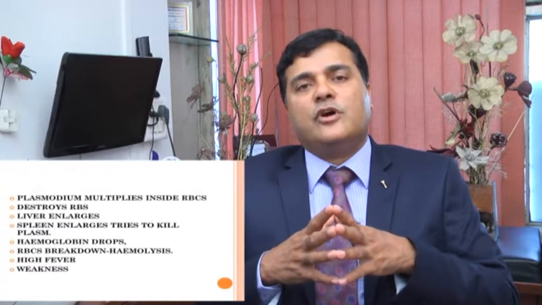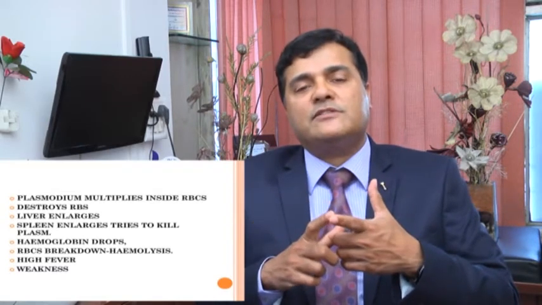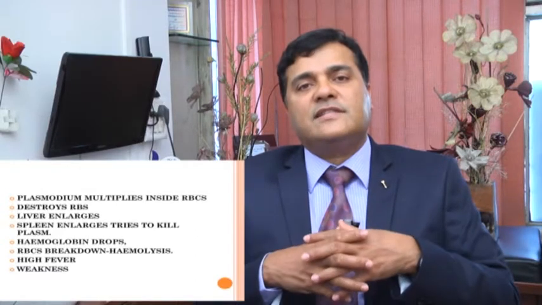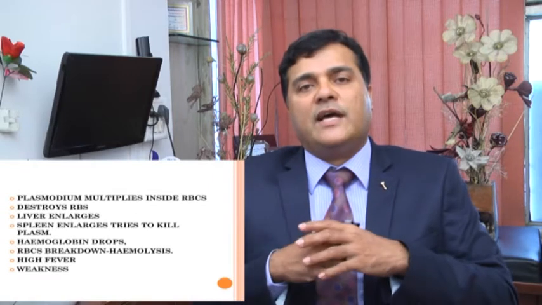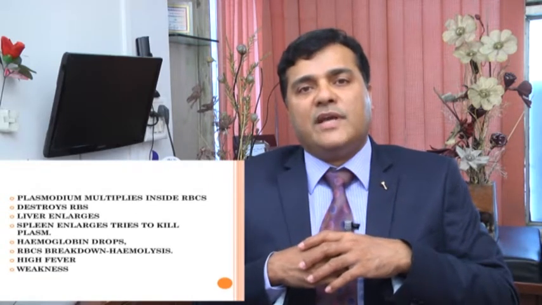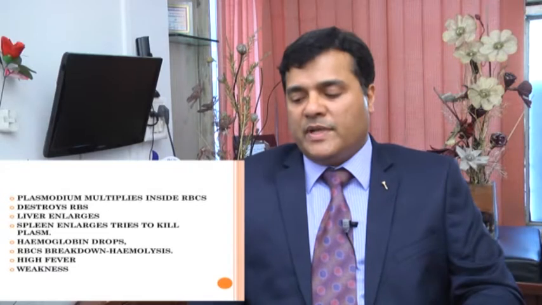The spleen's job is to remove all the deformed or infected or dead RBCs, WBCs, and platelets, and therefore the spleen tries to destroy the RBCs which are deformed or infected, and that also results in the spleen getting enlarged. At the same time, destruction of the RBCs, with the spleen destroying the RBCs, results in anemia or a lowered hemoglobin. So what are the clinical features of malaria?